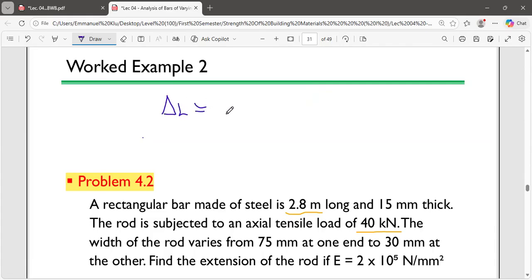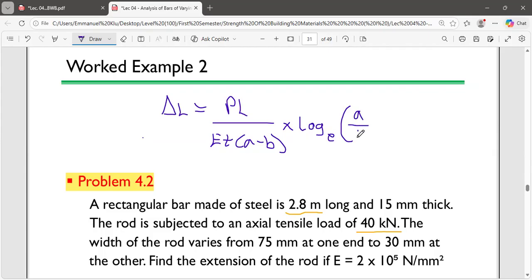So that is PL over E multiplying the T, times the difference in width, A minus B, multiplying the log E. You open a bracket, you bring A over B, bracket close. Exactly. So this is how you are supposed to do this on the calculator, as simple as ABC.